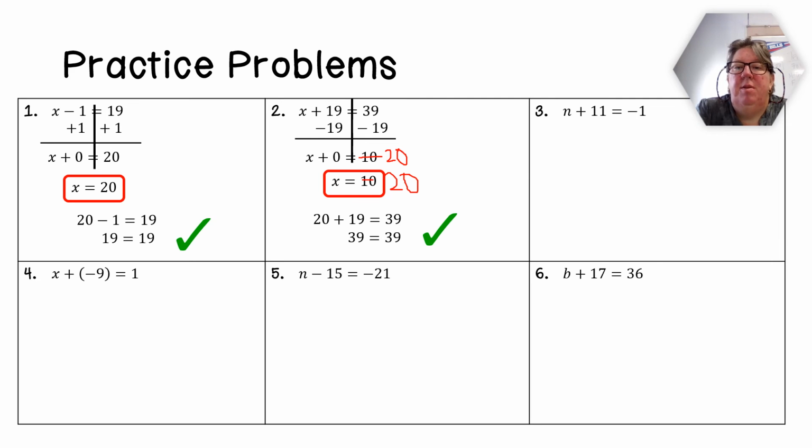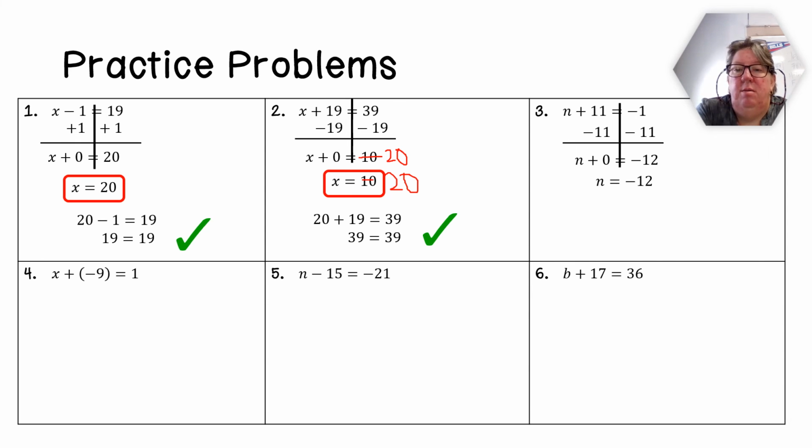Okay, problem number 3. Excuse me. N plus 11 equals negative 1. We want the n alone, so we need to turn that 11 into a 0. How do we do that? We subtract 11 from both sides, so we end up with n plus 0 is negative 12, which is simply n equals negative 12.